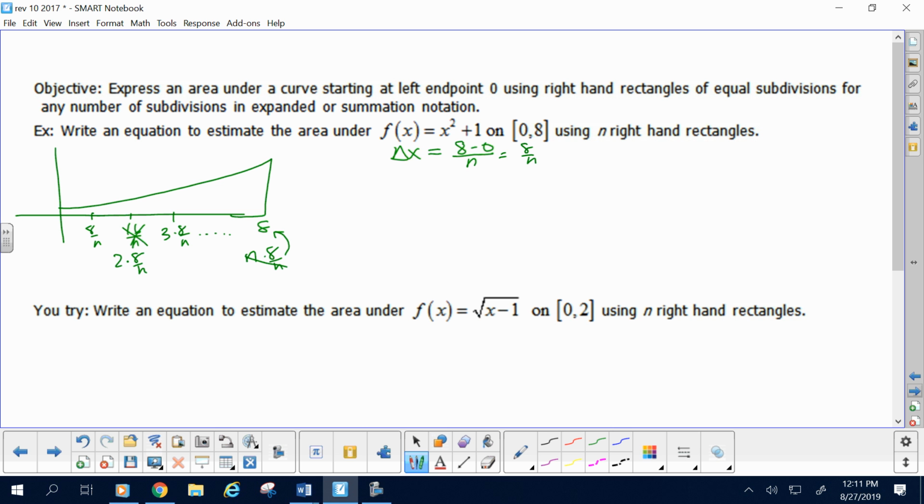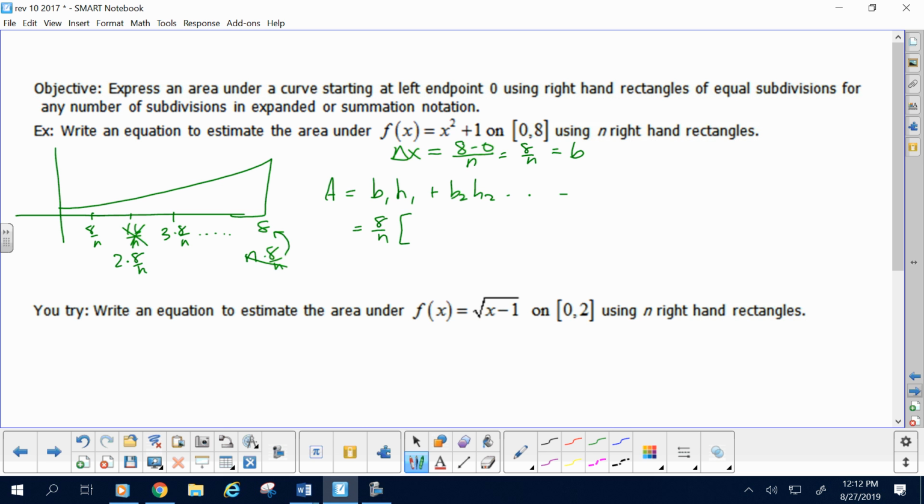8, until it ends at 8. All right, each width is 8 over n across. All right, so here we go. The area then, each time, will be the first base times the first height, and the second base times the second height, and so on. But isn't the base common to all? Every base is how wide? 8 over n. All right?